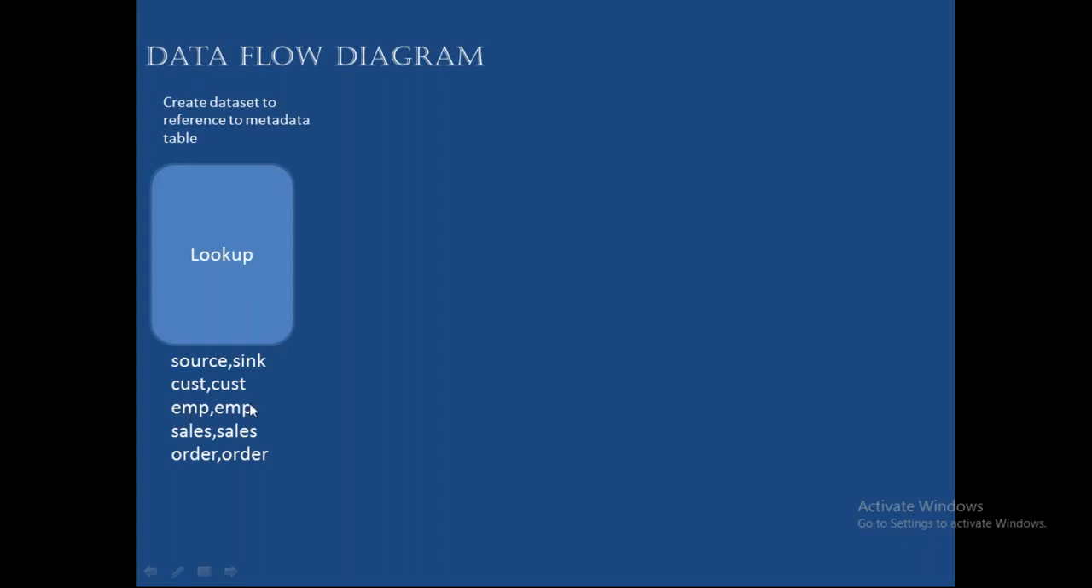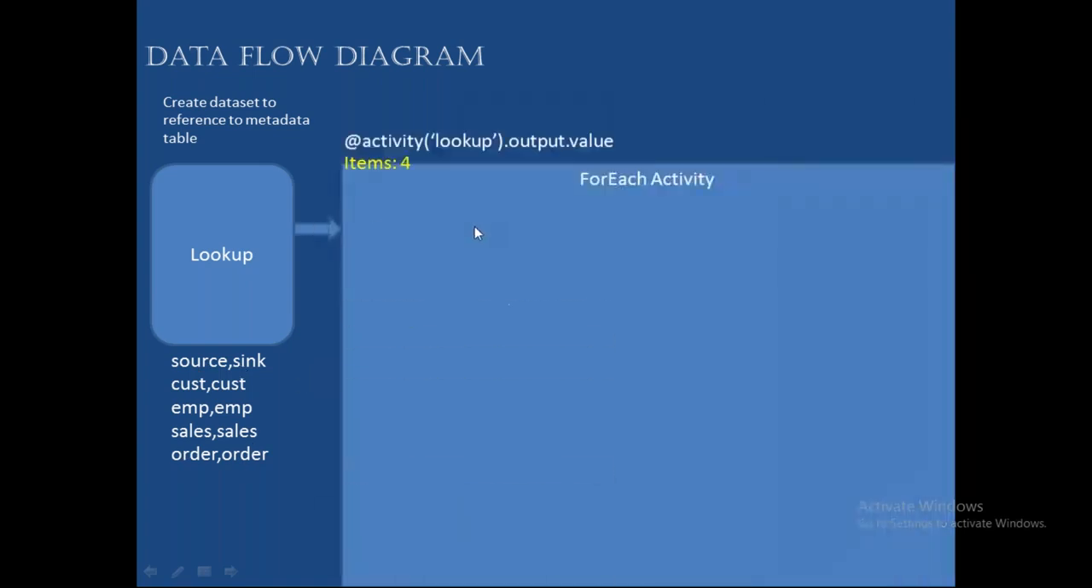EMP folder I have in S3. So EMP folder I want to create in a data lake storage Gen1. Likewise, we have source folders, target folders. All this information I will pass to for each. How will you pass it? At the rate activity of lookup dot output dot value. See, in interviews people will ask how you will pass lookup output to the for each.